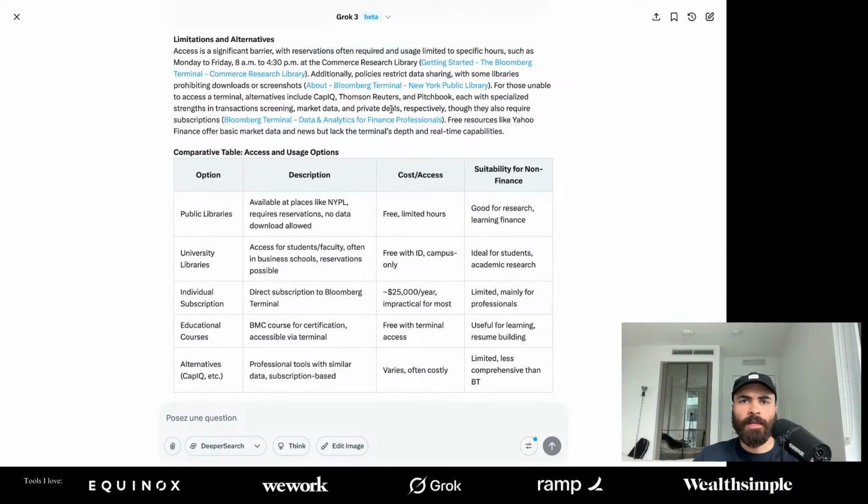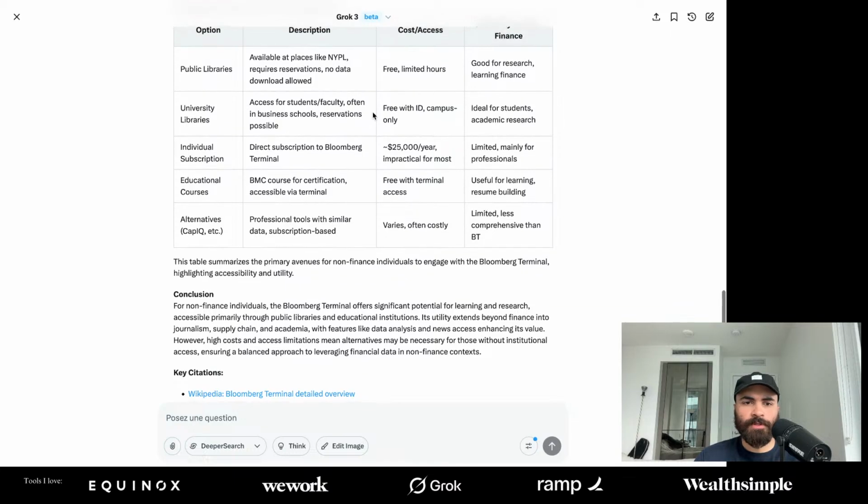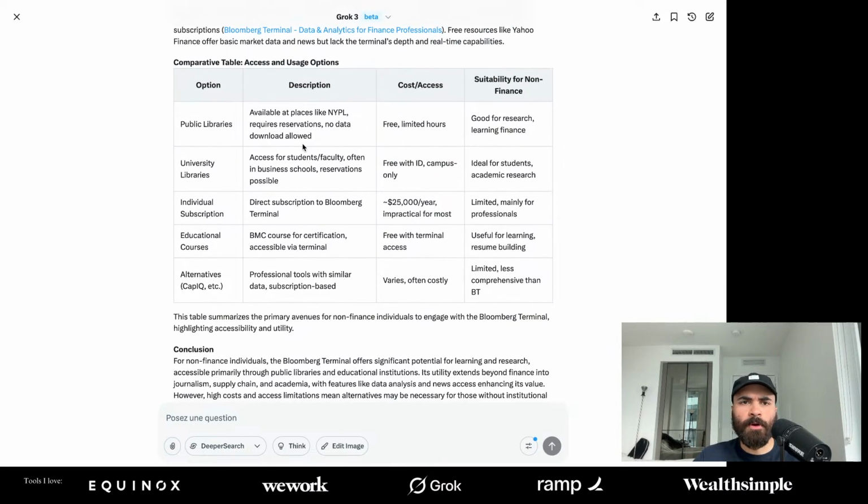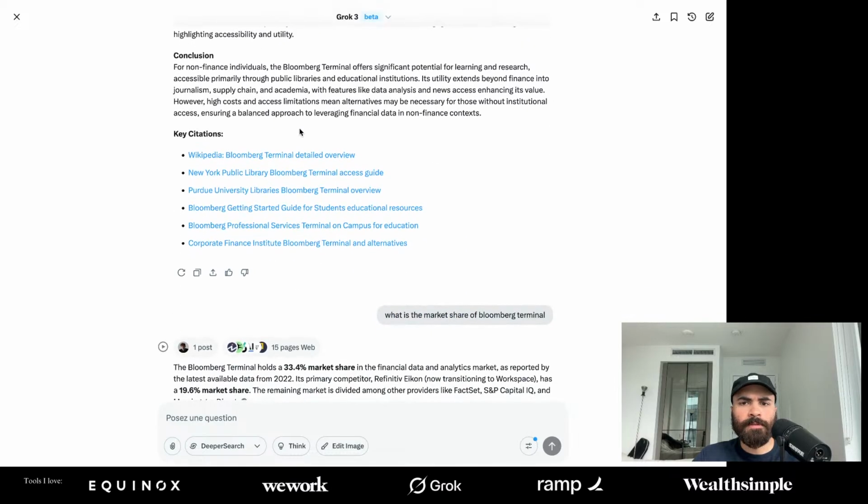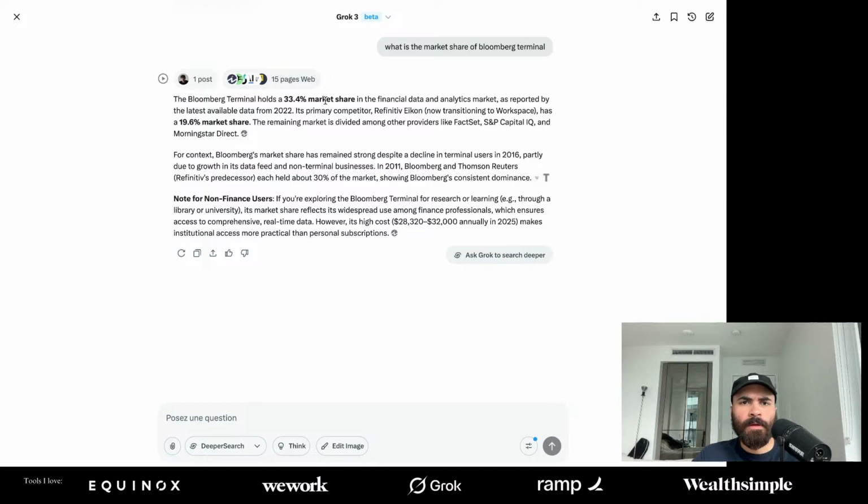Reservations are required, with usage limited to specific hours, Monday to Friday. Oh no, this deep research took my question in a different direction. Okay, public libraries, university libraries. Okay. 33.4% market share. Oh shit, that's not that high. I thought it would be really high.